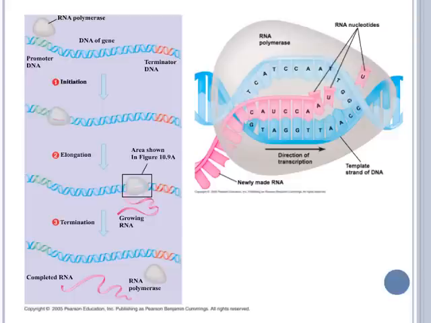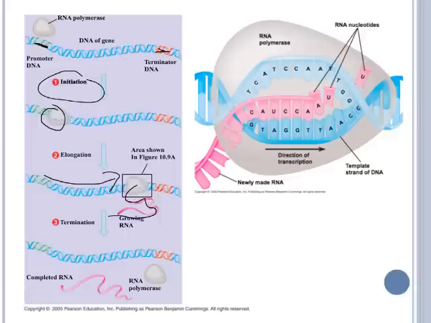Okay, here's another picture of the same process. You can see here I have initiation. This green part of the DNA is the promoter. The red part is the terminator. The RNA polymerase during initiation is going to bind to the promoter. During elongation, it's going to zip along and make the complementary RNA. And then when it gets to the terminator, it's going to fall off, and the RNA will be complete.